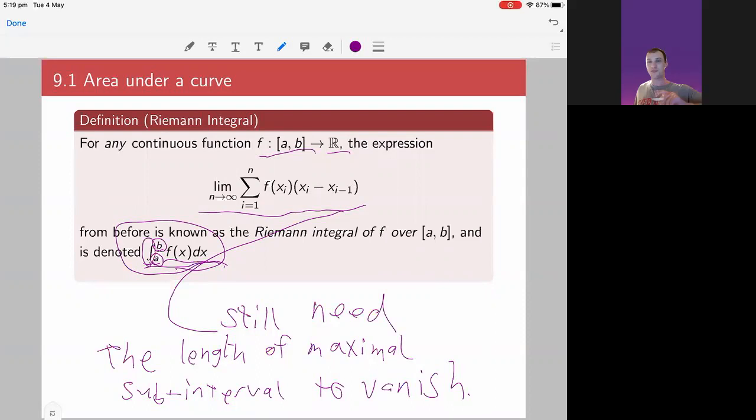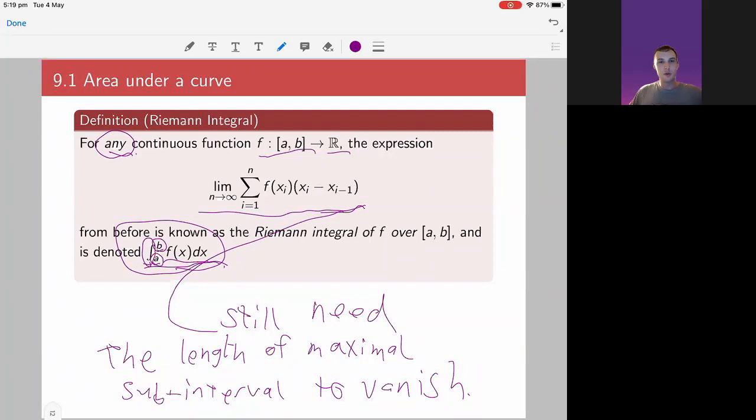Okay, so I tried to make this easy for you by putting this word any in italics. From before, when we were dealing with area under the curve, in order to really make sense of area underneath the curve, we really needed that function to be positive, whereas this definition of Riemann integral works for any continuous function. It doesn't necessarily need to be positive. Even though for area under the curve, technically we need the function to be positive, the integral can be defined for any function. It's allowed to change signs.